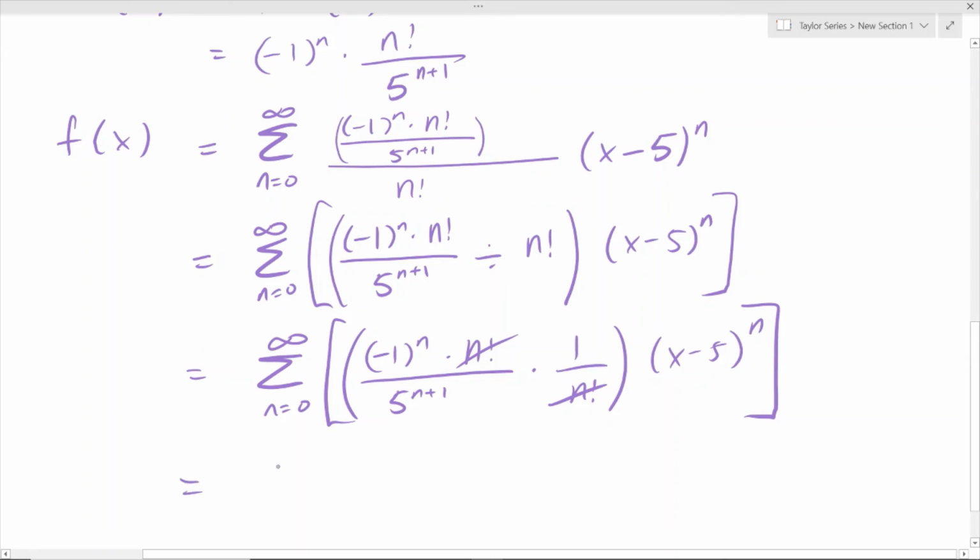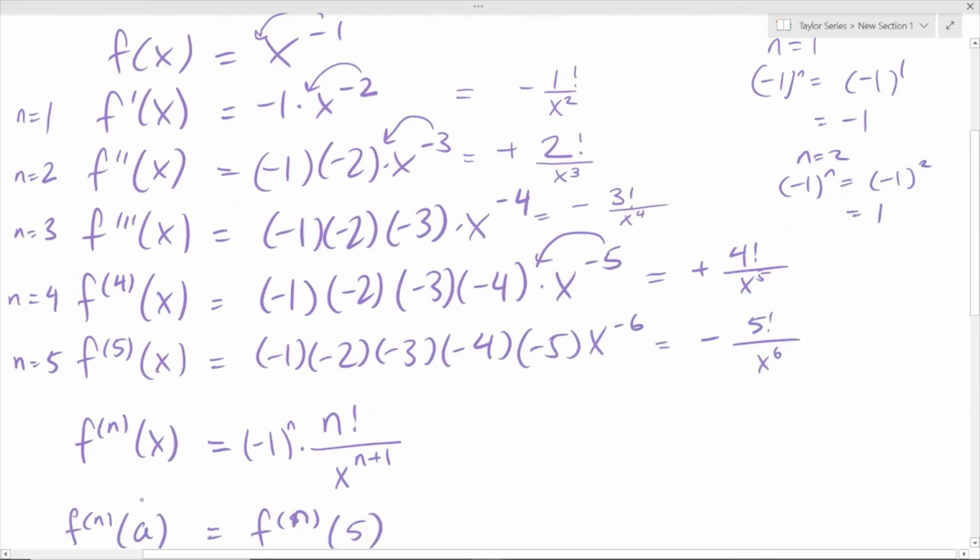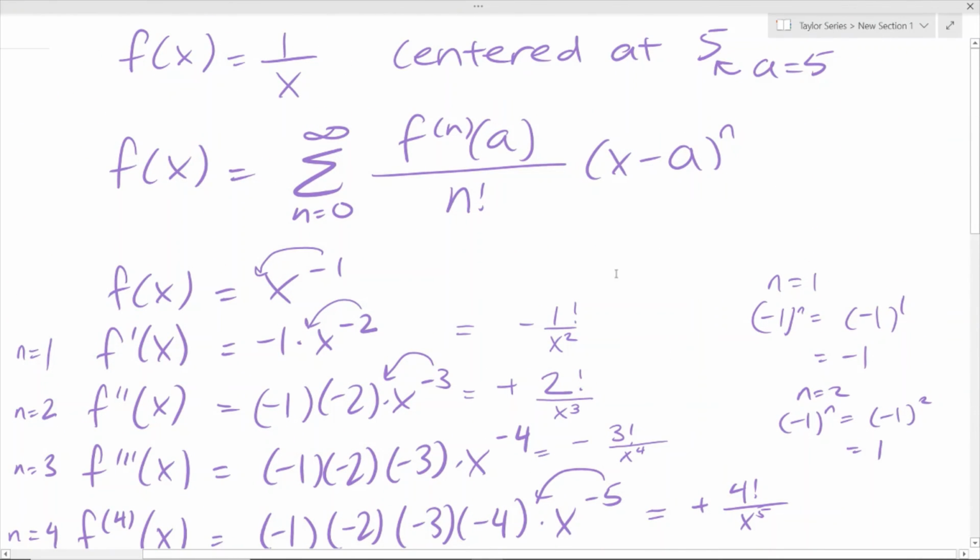We will be left with this times this, right? So negative 1 to the n over 5 to the n plus 1 in the denominator. Times 1, it's just going to be that number, so we don't have to write that. And there we have it. So we have found our Taylor series for the original function, okay? Centered at 5.